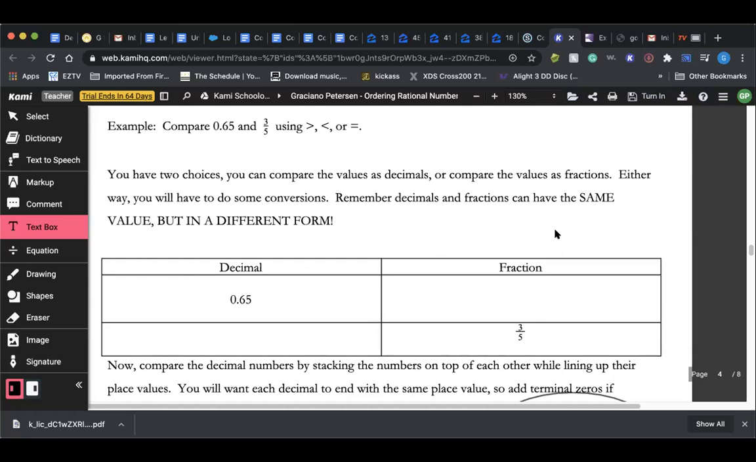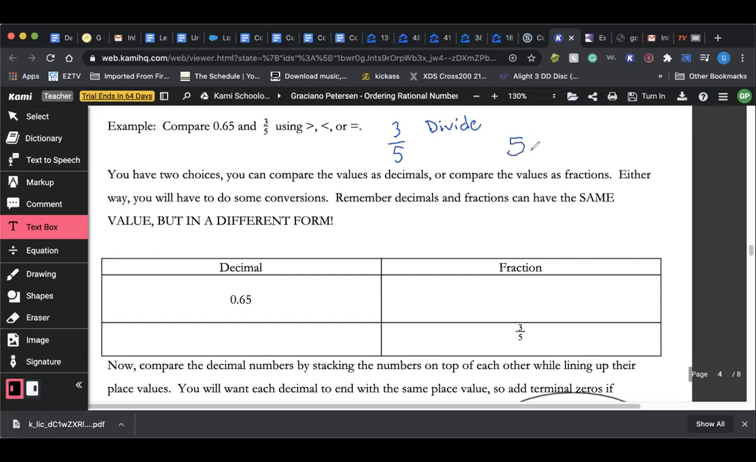Okay. So that means we're going to keep the 0.65. We're going to turn 3/5 into a decimal. How do we turn this fraction, 3/5, into a decimal? What do I have to do? Divide 3 by 5. Right? Okay. Divide your numerator by your denominator.